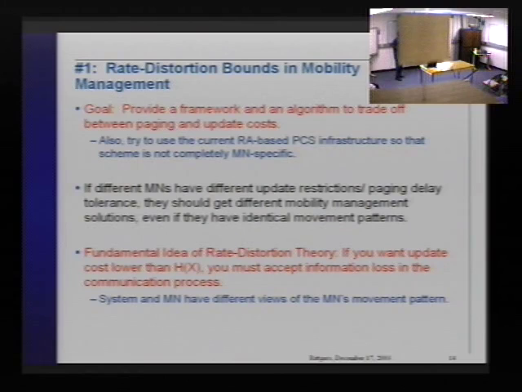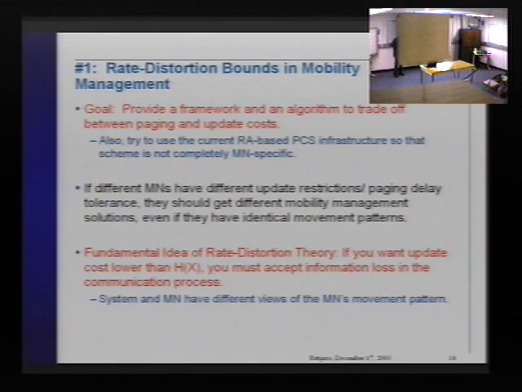The basic analog of fundamental rate-distortion theory. What we were trying to do so far was capture the exact sequence of the mobile's movements. And to do that, you can never use cost lower than the entropy bound of the mobile. However, what rate distortion theory says is, if you want to update at a lower rate, you have to tolerate some amount of distortion in the information you can send. It's basically a lossy system at this point.